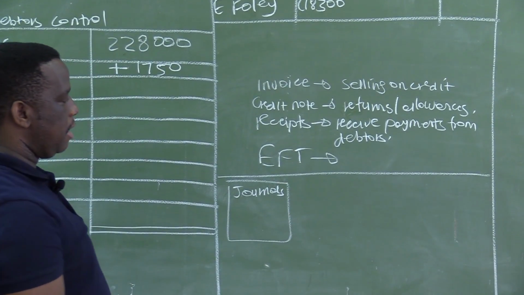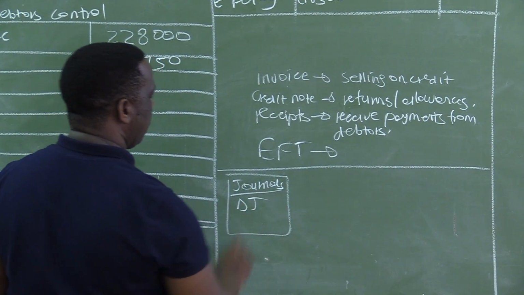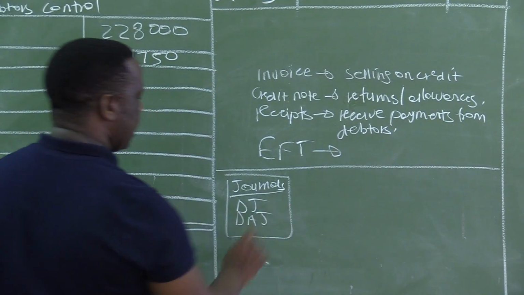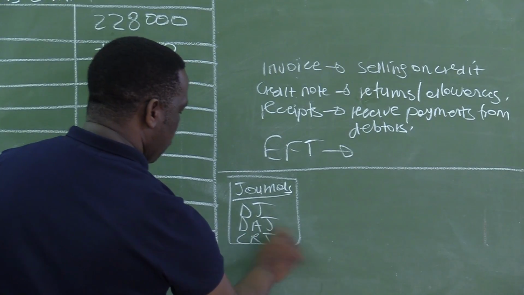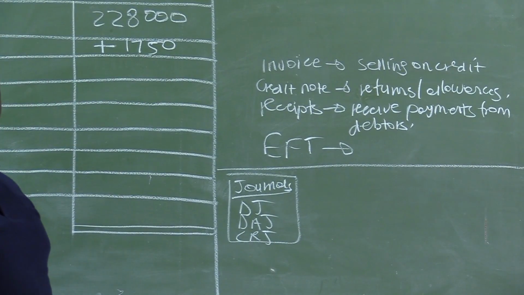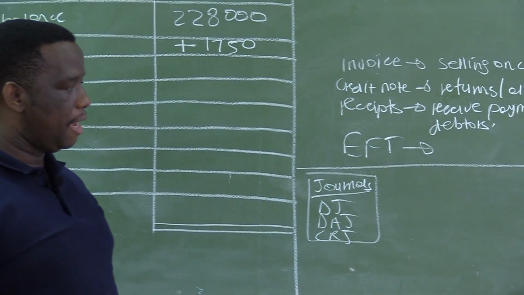We have our journals, and in this case when we are selling on credit, we have our debtors journal. When there are returns or allowances, we have our debtors allowances journal. When we receive cash from the debtors, we have our CRJ. These are our books of first entry. Each and every transaction that takes place in the business has to start here.